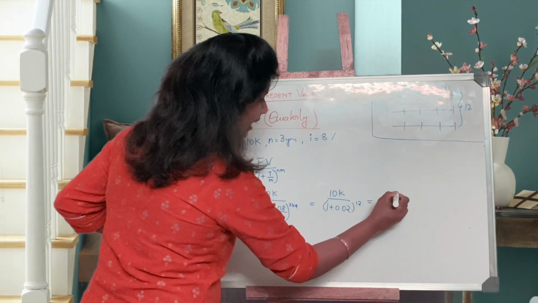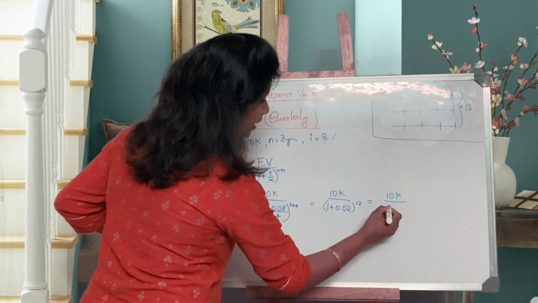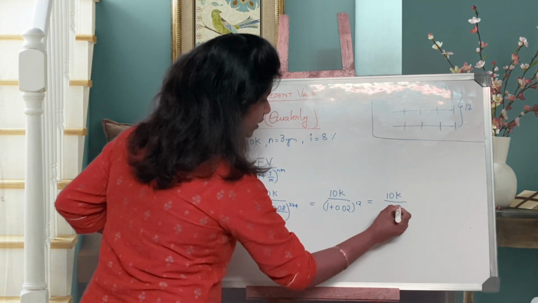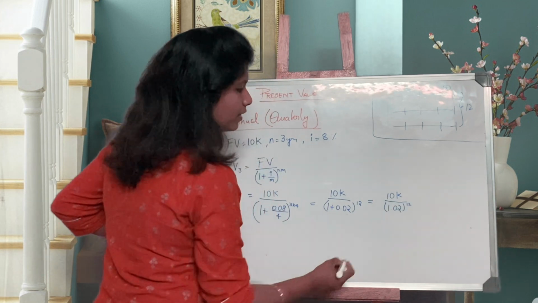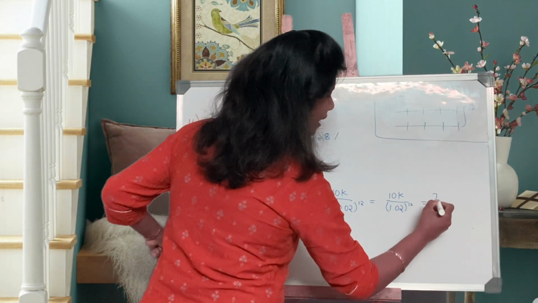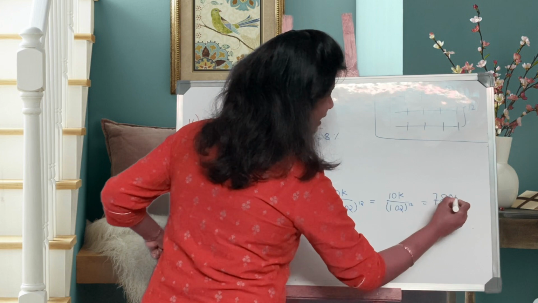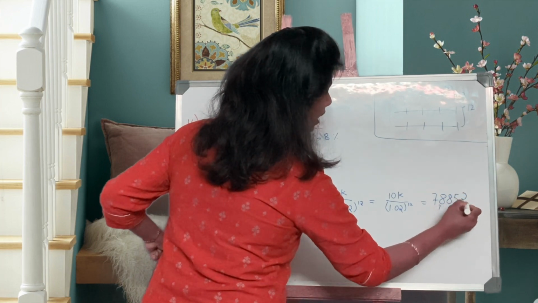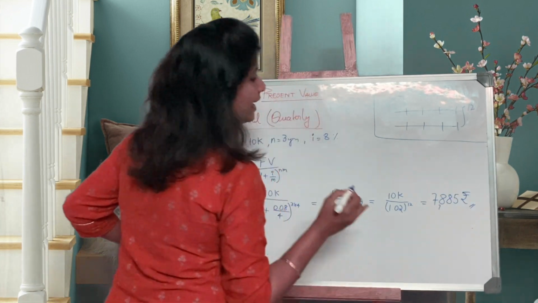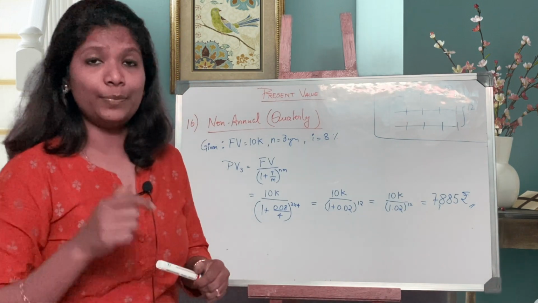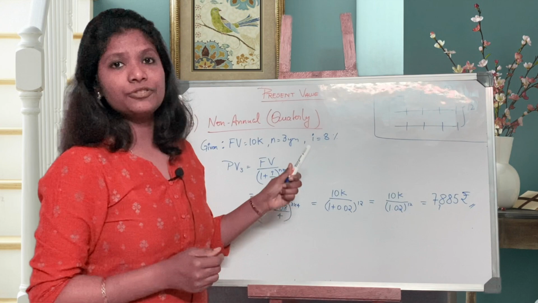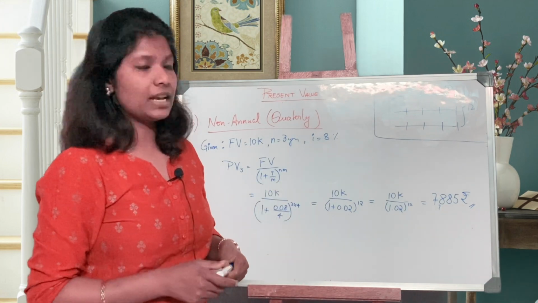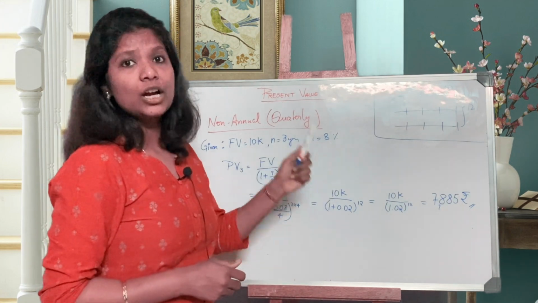So it's 10,000 divided by 1.02 to the power of 12, which will give you a final amount of 7,885. 7,885 rupees is your present value of what you will be receiving, 10,000 after 3 years, if it is compounded at the rate of 8% quarterly.